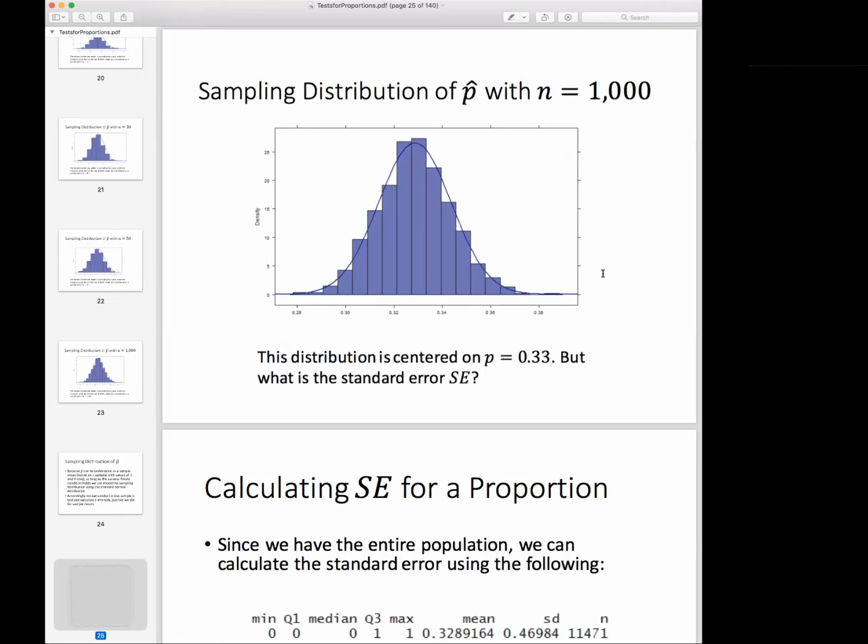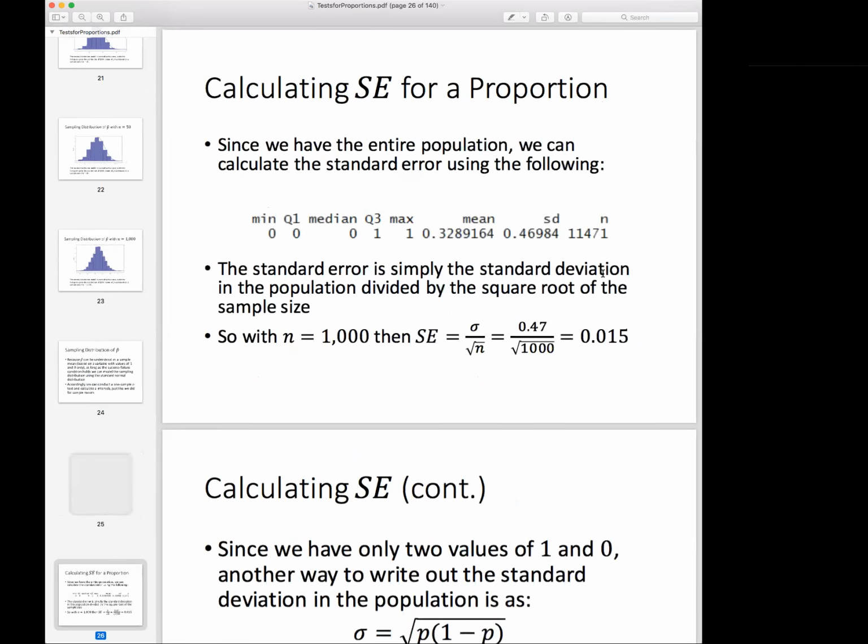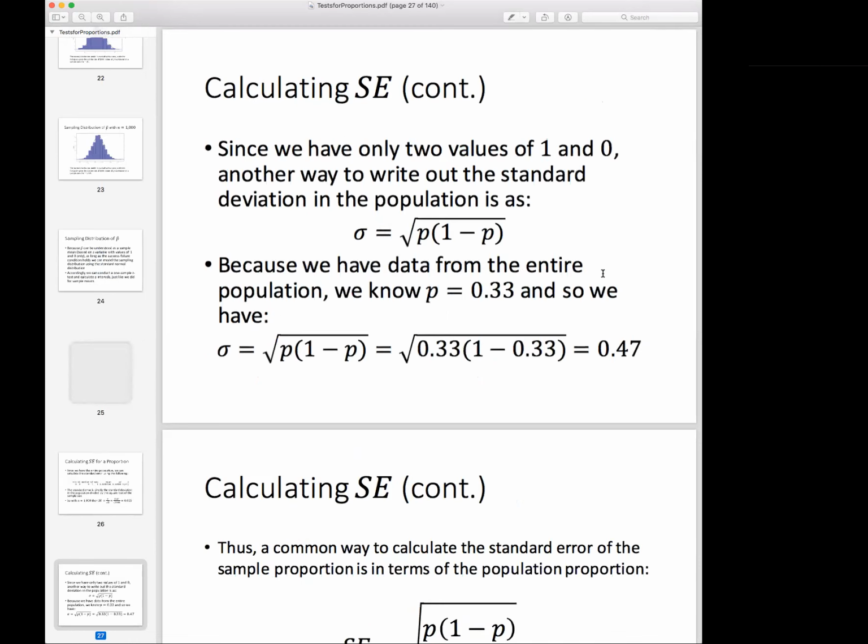So we know that the distribution will be centered on the p-hat, but how do we calculate the standard error? So the standard error for the purposes of dealing with proportions will be the sample size. So, in the previous example, we were using sample size divided by the square root of n. But since we're only dealing with values of 1 and 0, we can also write out the standard error here.